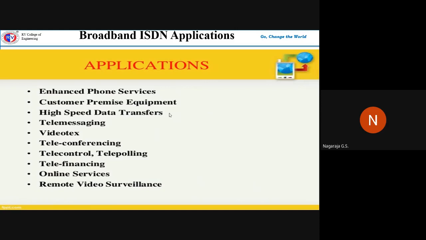Okay, so there you need to think about high speed networks. Otherwise it is very difficult to have better results during your interactions. Telemessaging applications, videotext applications, teleconferencing applications, telecontrol, telepolling applications, telefinancing applications, online services applications, then remote video surveillance applications. So these are some of the applications we need to think about.